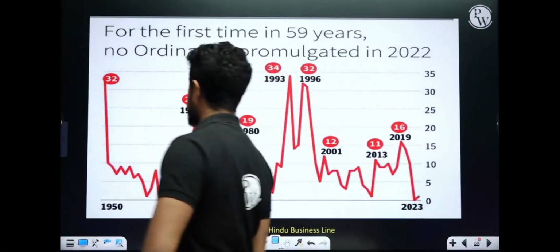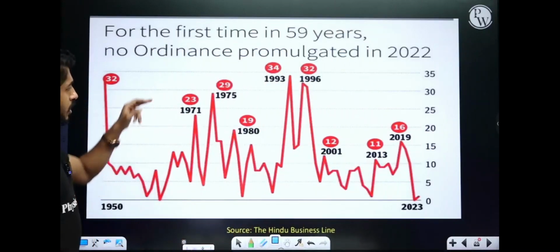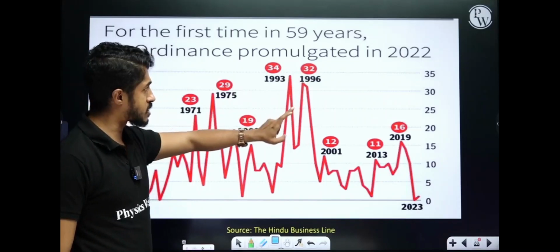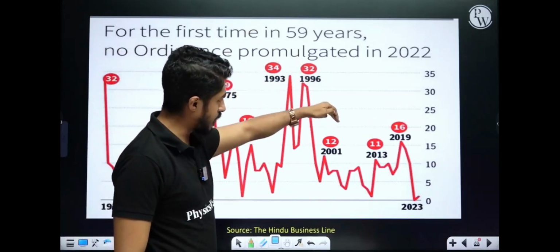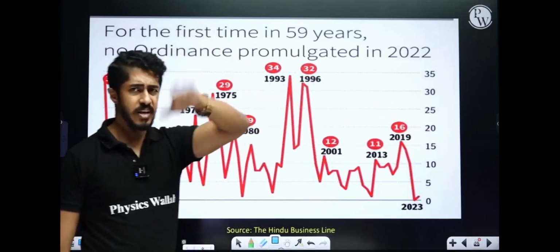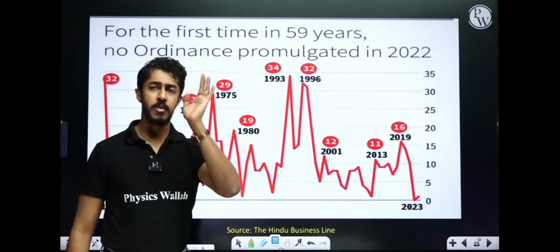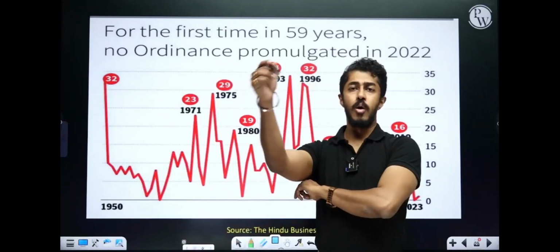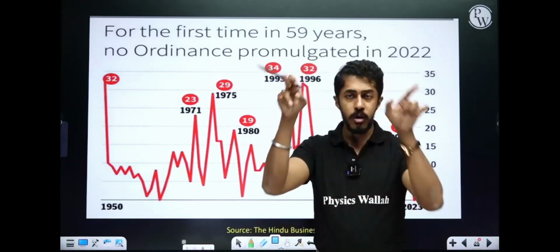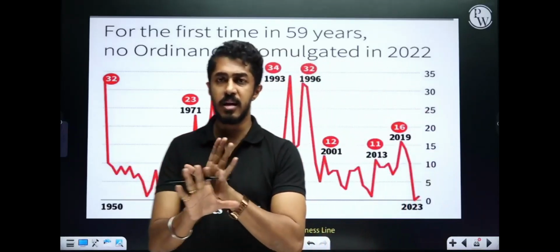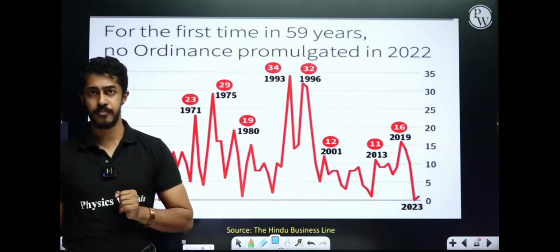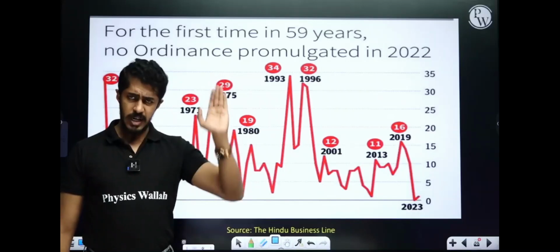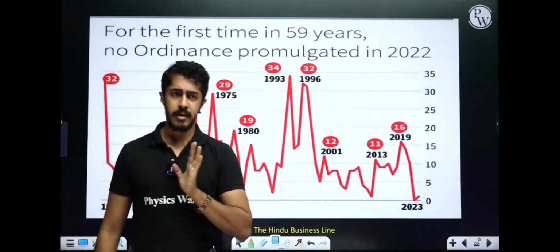So if you look at the numbers here, 32 in 1950, 23, 29 and 19, 34 in 1993, 32 in 96, then it drops again, 12, 11, 16, and of late it's very, very less. From the central level, not many ordinances have been coming these days. Because again, to avoid controversy, to avoid a conflict-prone political environment, the central government is trying its level best not to go for the ordinance route. They have come under a lot of criticism, even from the judiciary. So it has been toned down. Any doubts so far?